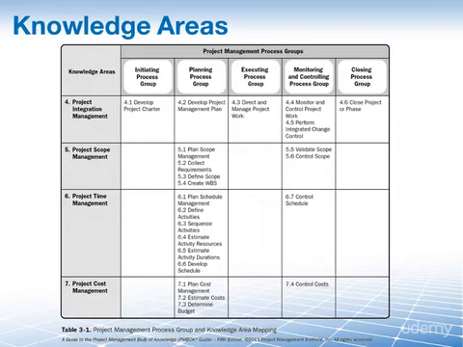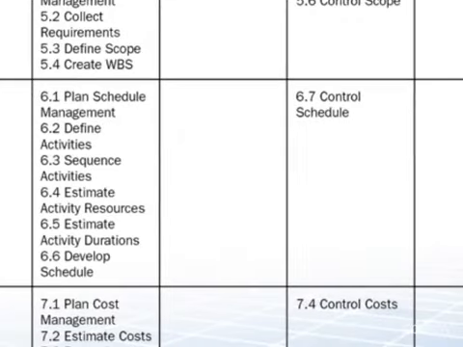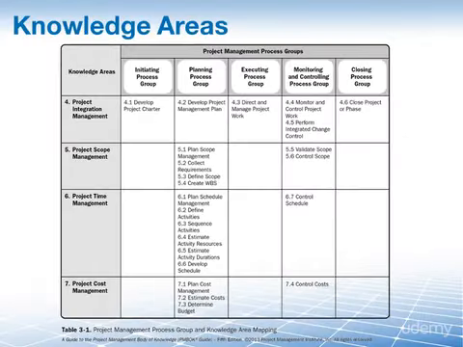For example, let's look at project time management, the knowledge area. You'll notice that it has a lot of processes and almost all of them are in the planning process group. Note also the additional process for project time management in the monitoring and controlling process group. This shows us that after you are done planning your schedule, defining your activities, and so on, you still have to monitor and control your schedule to keep your project on track.